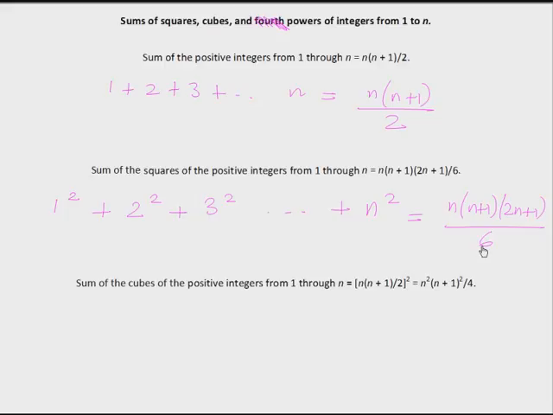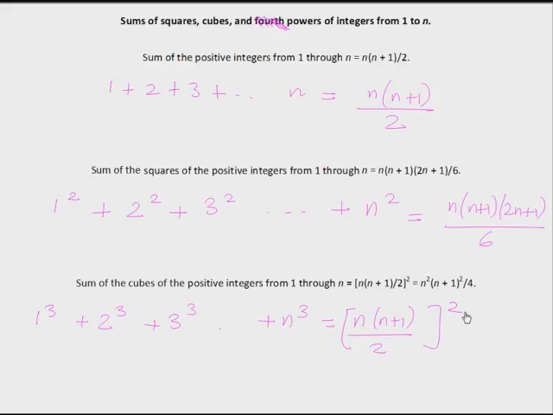The third important formula is the sum of the cubes. So let's write the cubes. 1 cube, 2 cube, 3 cube, all the way to n cube, and add all these cubes. This works out to n plus 1 by 2 the whole square.